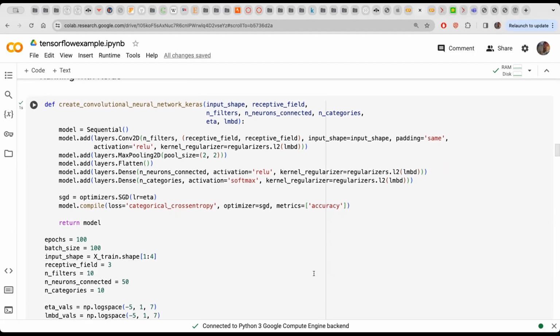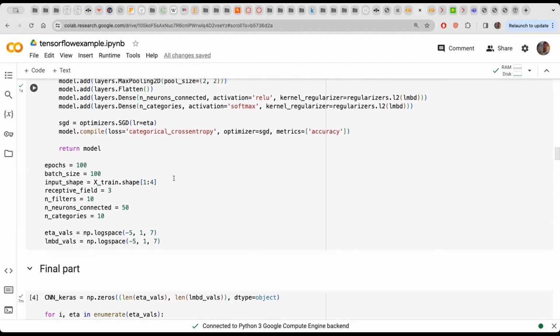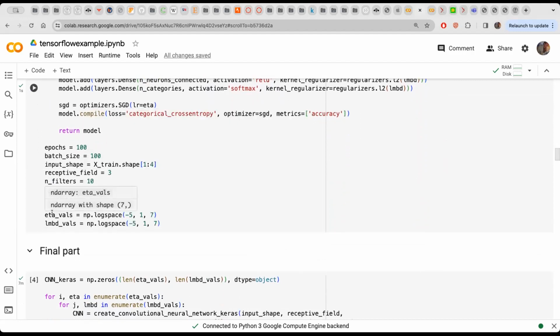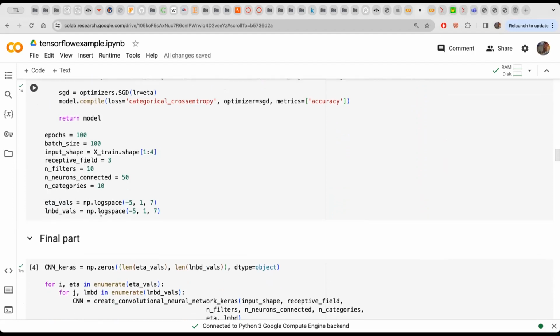And then you have to define further parameters like the number of epochs and the batch size when you do the training. We are setting up ranges of the learning rate from 10 to the -5 to 10 to the 1. 10 to the 1 is not the best value. And then you have a lambda, the hyperparameter. So these are parameters you tune.